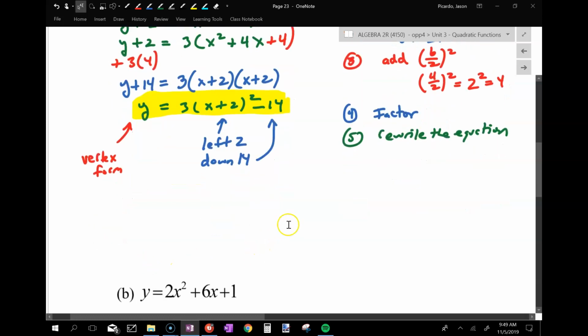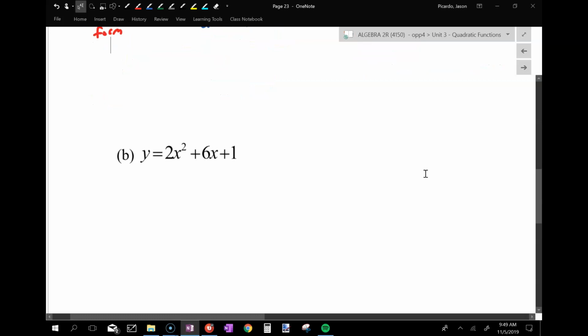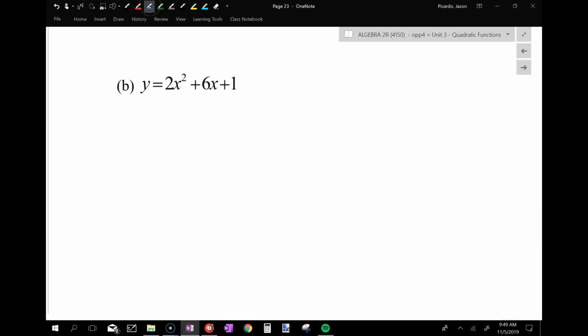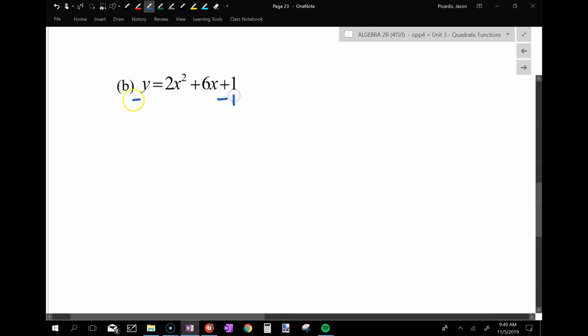All right, let's do another one. Same technique. So what again was my first step, guys? Move over the 1, right? Move the 1 over. Okay, so I have y minus 1 equals 2x squared plus 6x, right?